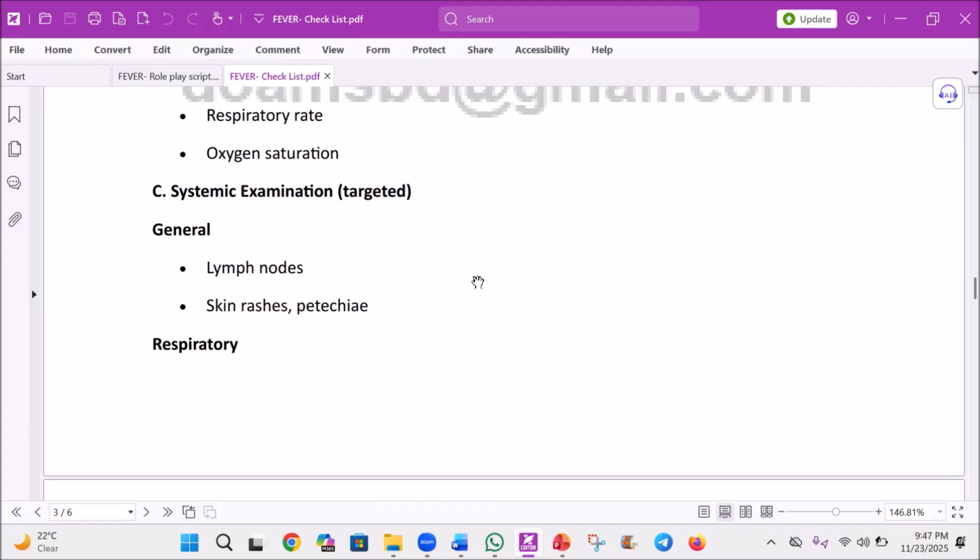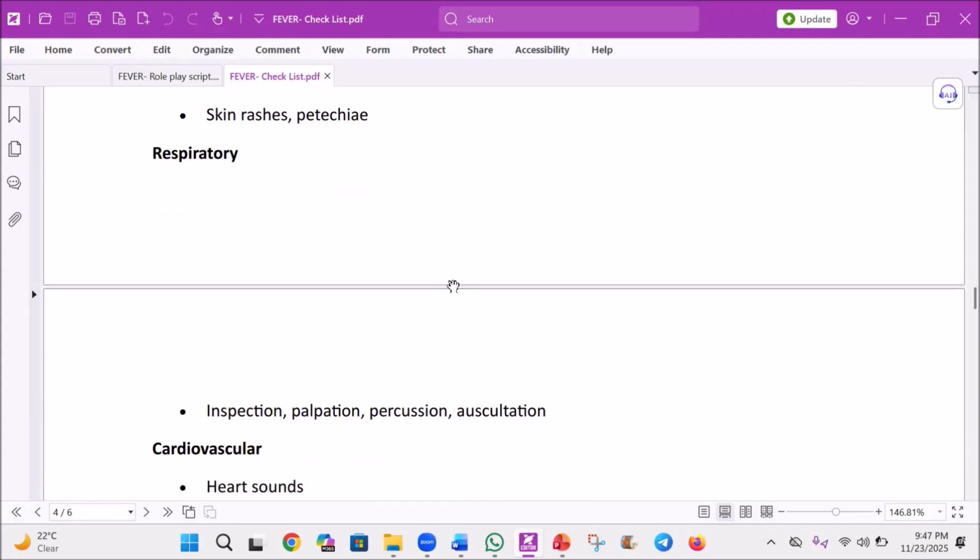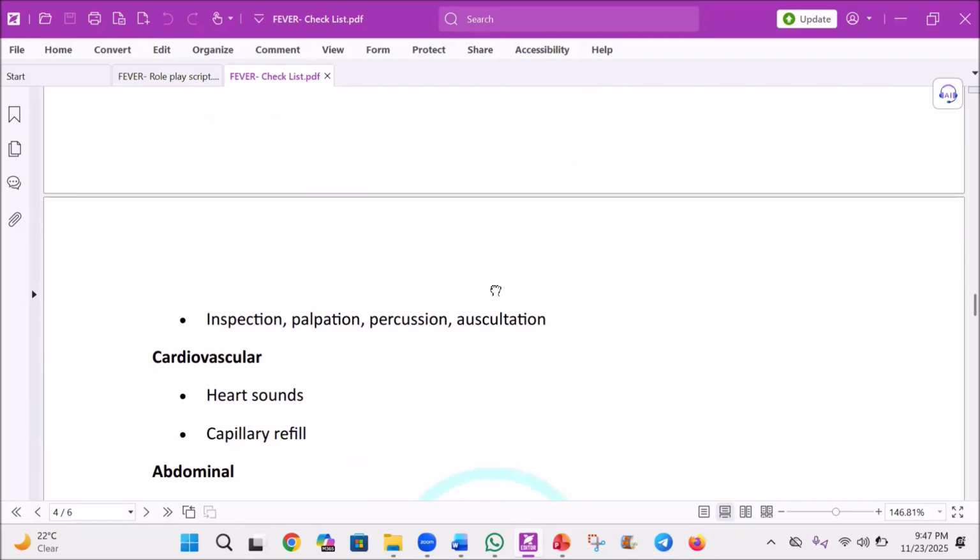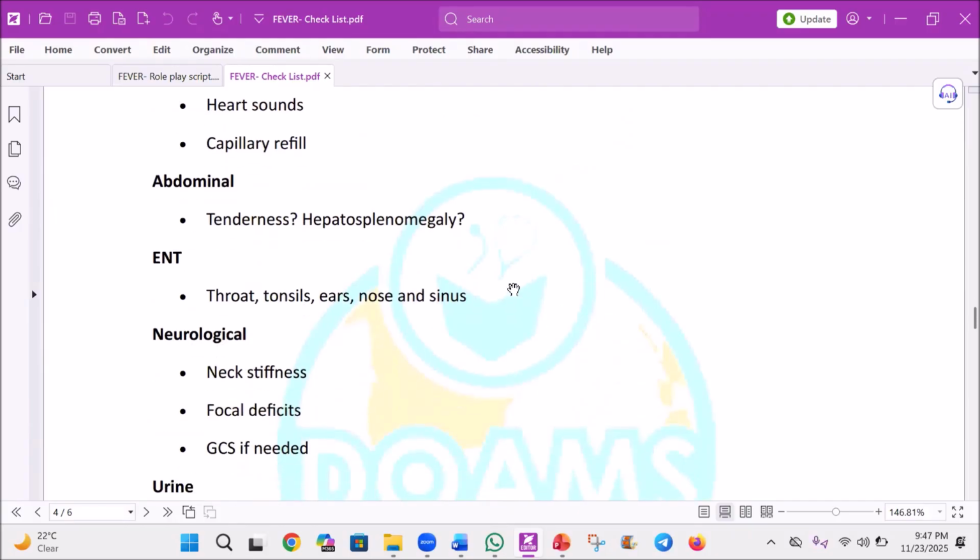Then, according to the history, you will examine first the general examination for the fever: definitely lymph nodes, skin rash, and so on. And it will be a targeted system examination. Definitely, if you have a cough, you will go to the respiratory system. Abdominal problem, go to the abdomen.